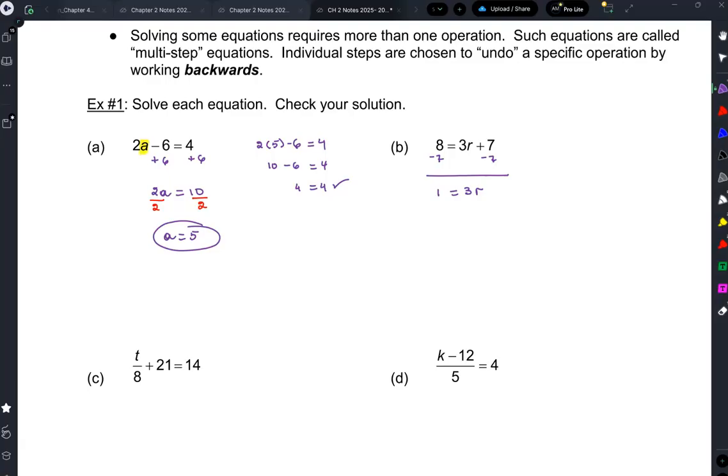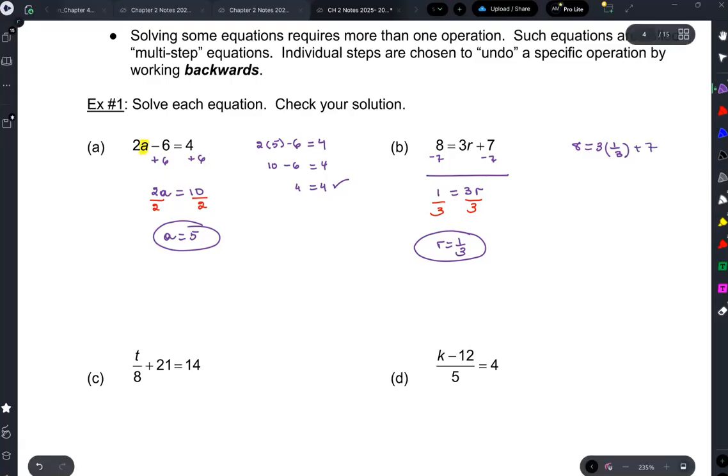So Yahav, what do you think I do now? To check the answer? No, to solve for r. What's the next step? You divide both sides by 3. So it's 1/3 equals r. Correct. r equals 1/3. And then to check your answer, you would do 8 equals 3 times 1/3 plus 7. So let's see if this is right.